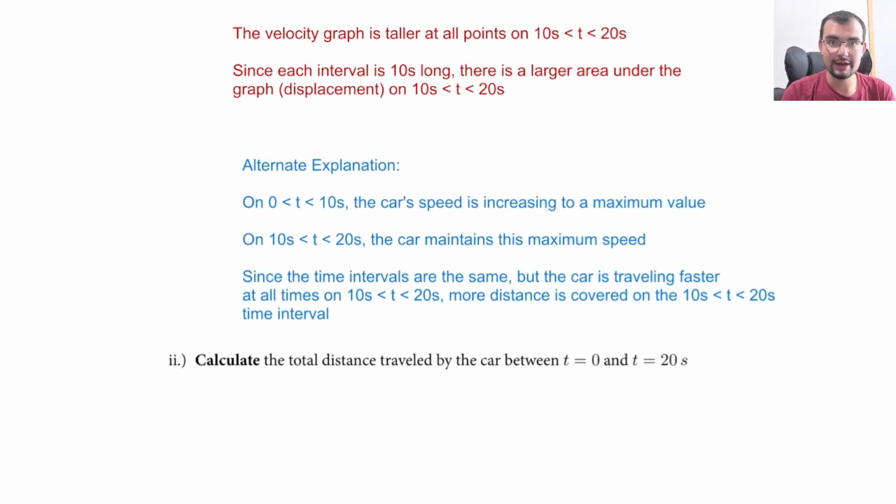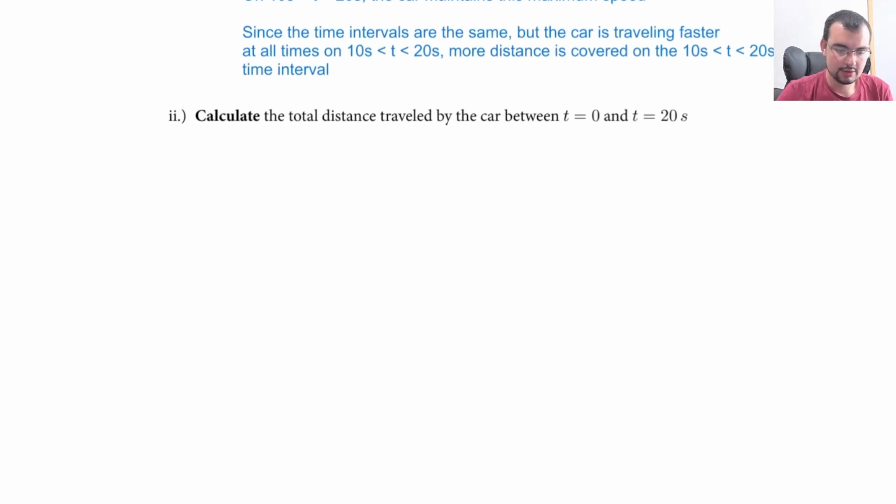Or you could also say from 0 to 10, the speed increases to that maximum value, but on 10 to 20, that maximum value is maintained the whole time. So on average, your graph is just taller on the second interval, so the distance will be bigger. Let's calculate that distance. Our distance traveled is just going to be the displacement, technically the magnitude of the displacement. I usually don't write this, but in this case, it is just going to be the area.